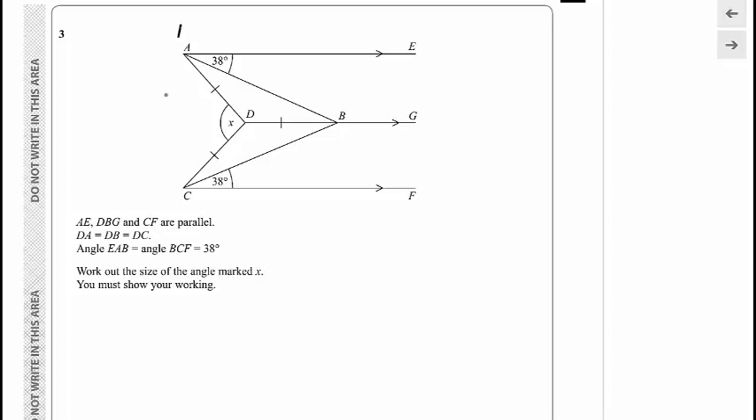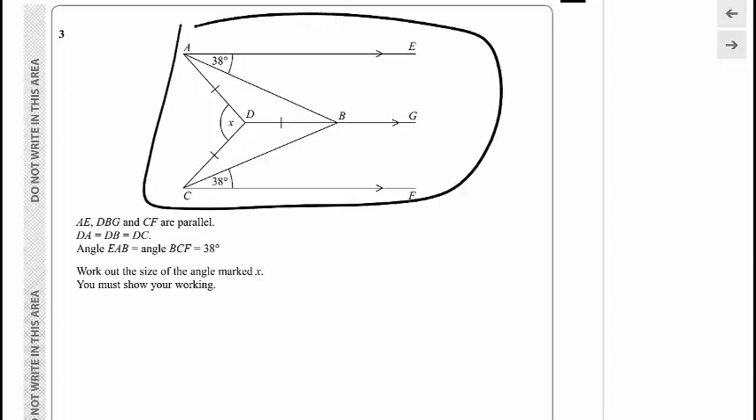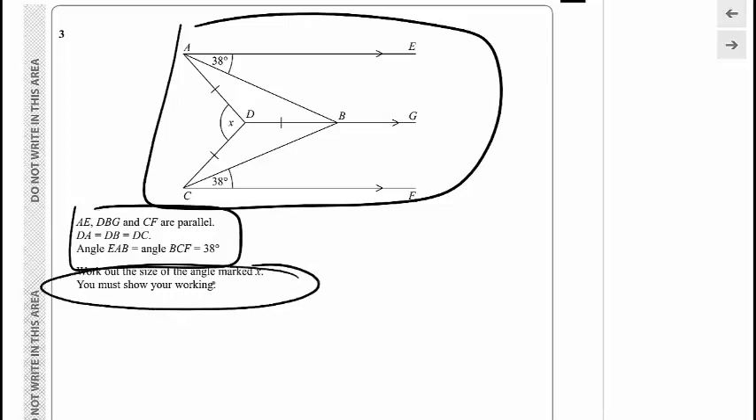Hello, so I've been given a diagram with some angles and some lines on, and I've been given some information before I've actually been asked a question. So it makes sense, rather than just skipping straight to the question, to actually refer this information back to the diagram, just so I've got in my head what's actually going on.